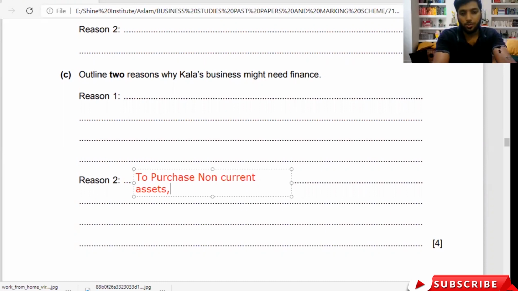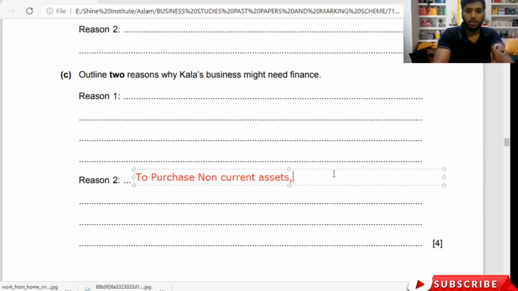So I'll write here: to purchase non-current assets. Why do you think purchasing non-current assets will bring you enough things? Because your reason should be something which makes the examiner happy to give you a mark. So you should not write to purchase non-current assets and stop at that point. This is what we say knowledge. Now I need to apply the knowledge properly. How am I going to apply? I'm going to teach you now.